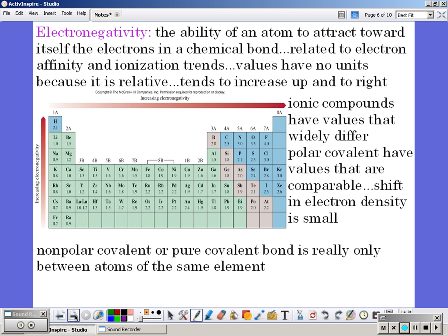Notice that on the chart we also have krypton and xenon included, and that's because even though they're noble gases, they can form bonds, and we'll talk about that when we talk about the exceptions to the octet rule.